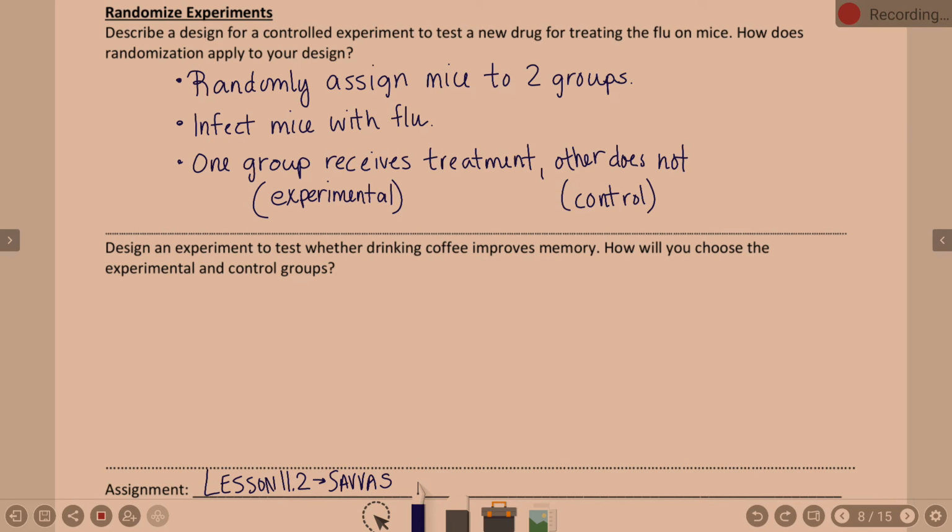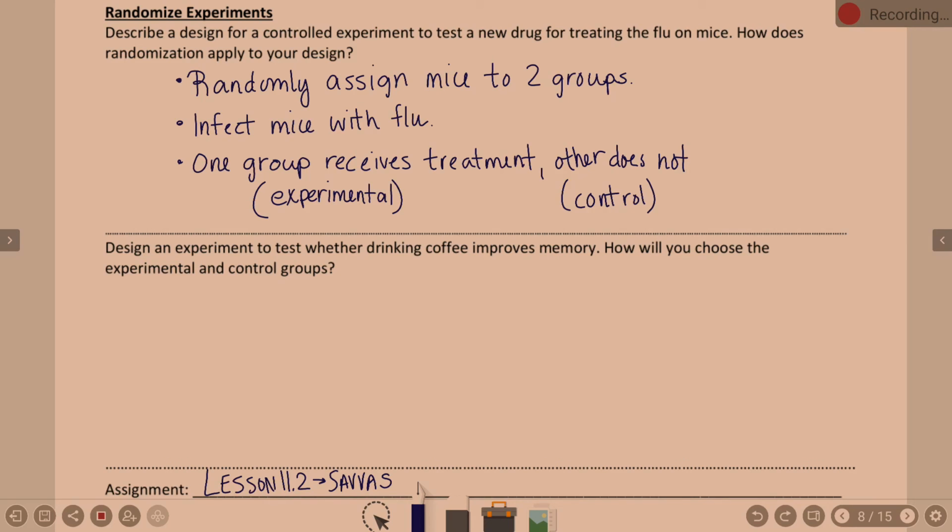Okay, one more. Design an experiment to test whether drinking coffee improves memory. How will you choose the experimental group and control groups? In other words, what will be true of the experiment, which will be your experimental group and which will be your control group, I guess I'm asking. So what are we going to do here? Keep it basic, nothing fancy.